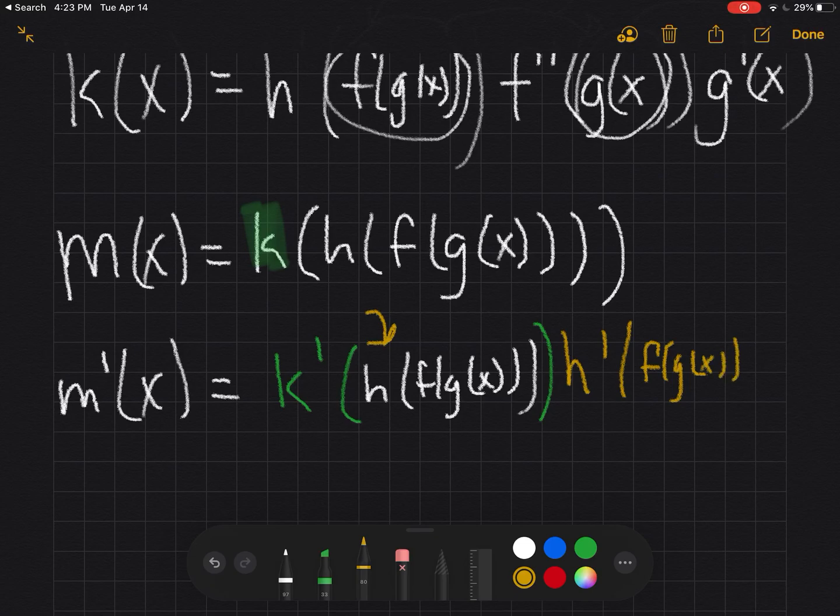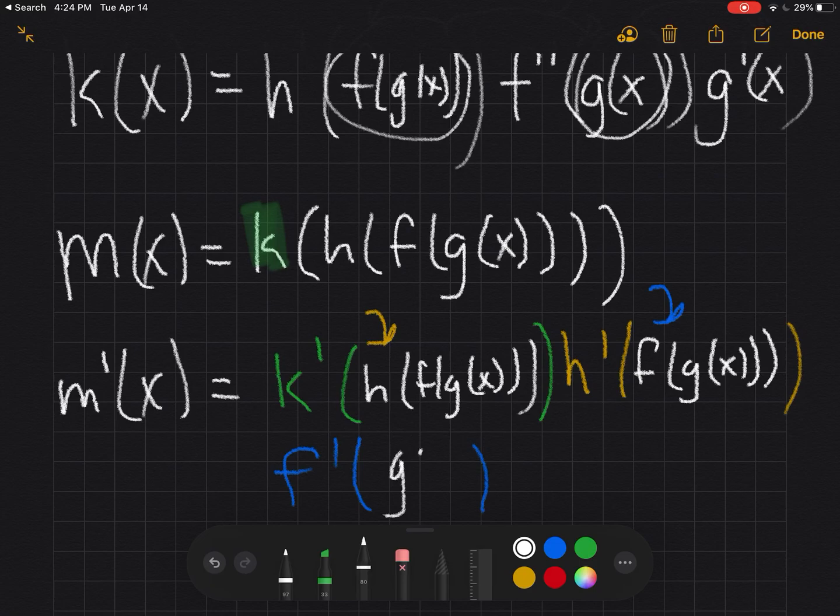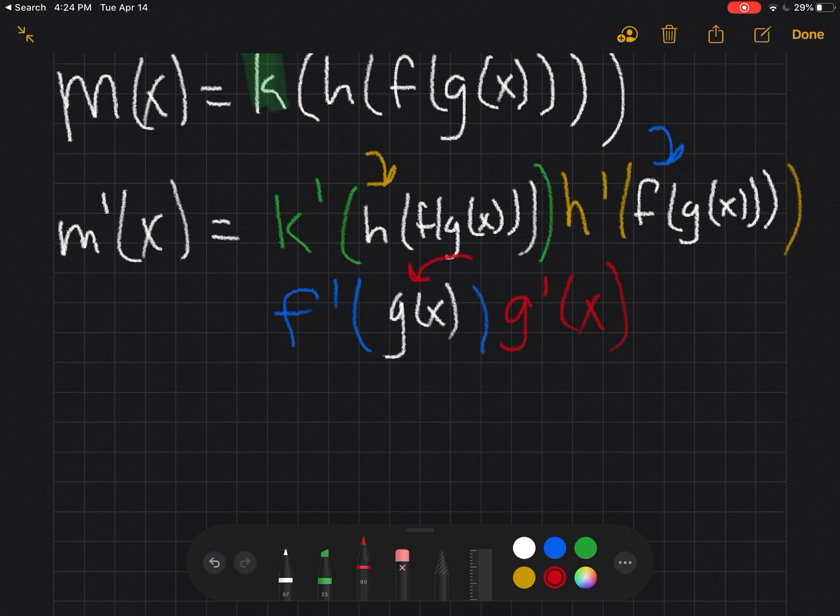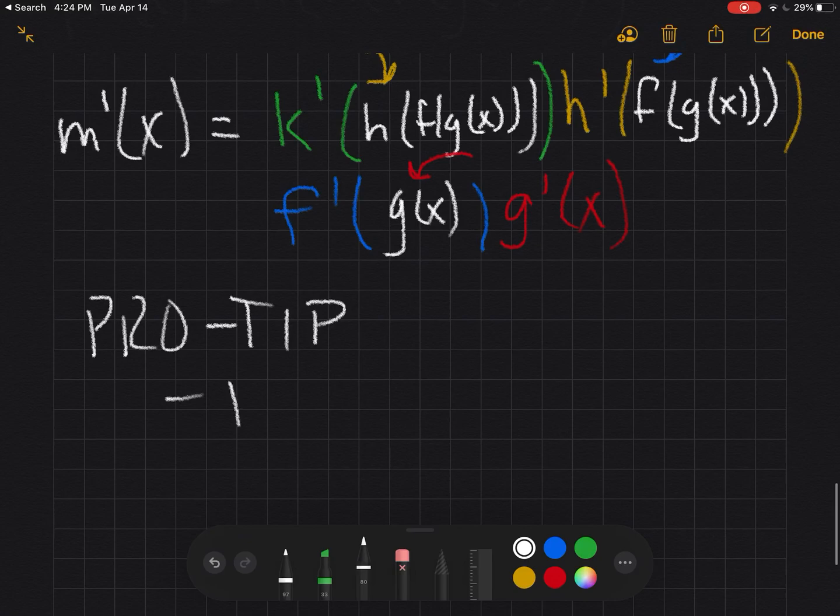Then I go right in one more layer and I look at that h. So now I multiply all of that times h prime of f of g of x. Let's stick with my color palette here. And now I've handled that layer, and I go in and I handle the f layer, and I multiply this by f prime of g of x. And I've peeled that off, and my final layer is the g layer, and I take g prime of x.